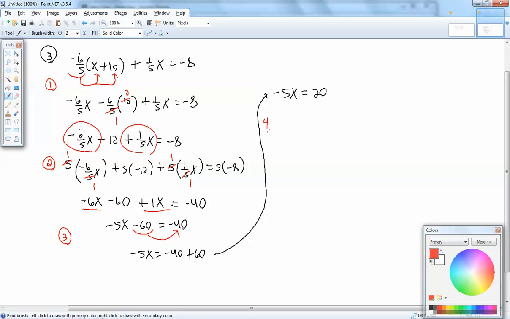Now step 4. Divide both sides by the number in front of your x. The number in front of our x is a negative 5. So we're going to divide both sides by a negative 5. And 20 divided by negative 5 is negative 4, which would be your answer.